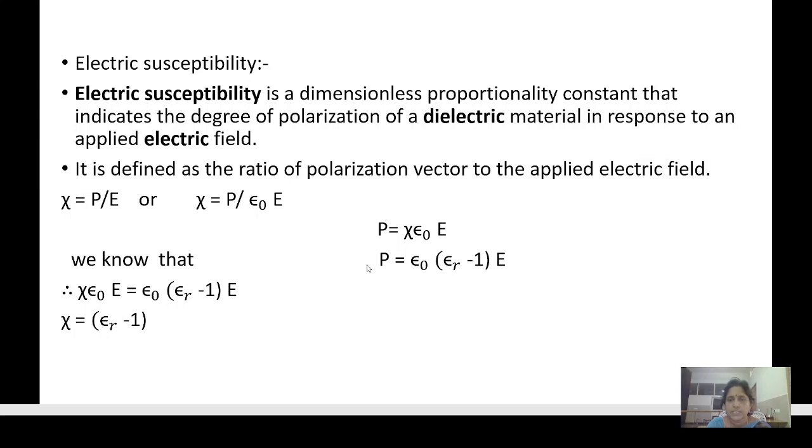We know this relation, P is equal to epsilon naught into epsilon r minus 1 into E. Equating these two, chi epsilon naught E is equal to epsilon naught into epsilon r minus 1 into E. So chi is equal to epsilon r minus 1. This is the relation between dielectric constant epsilon r and electric susceptibility.